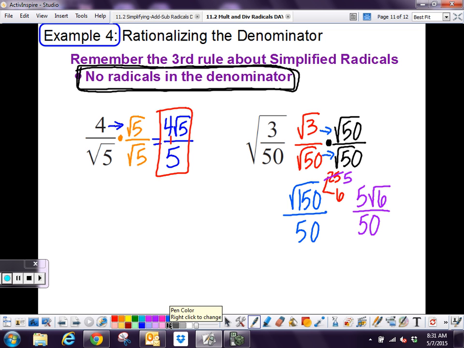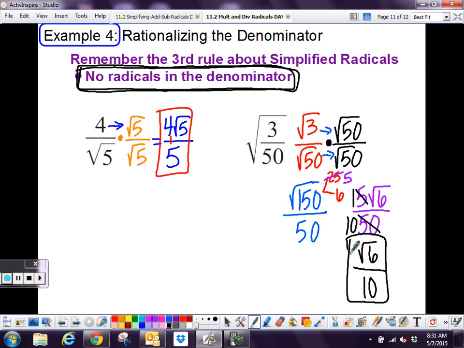All right, we're almost done. Okay, but I need to check those numbers in front. So 5 divided by 50, if you can simplify that, then you have to simplify that. So what is 5 divided by 50? That's going to simplify to 1 over 10. So what I have now is the square root of 6 over 10. So that's my final answer here. Just always check it at the end, check your final answer, make sure there's no more perfect squares anywhere, and then you're good.